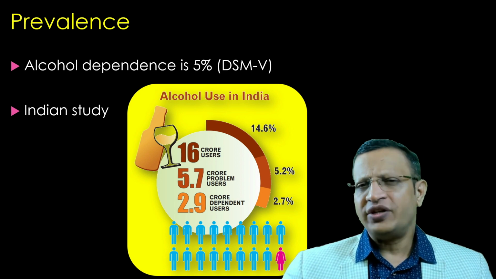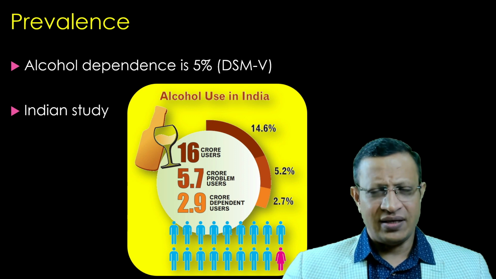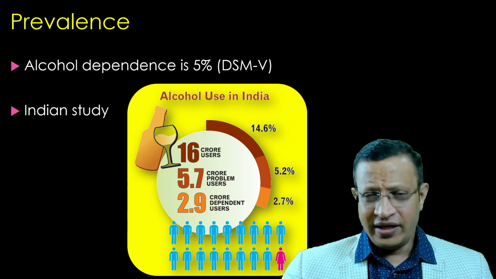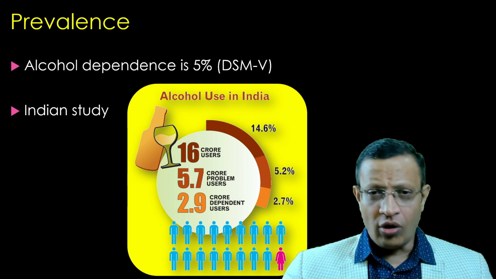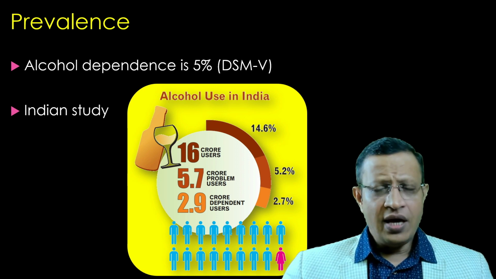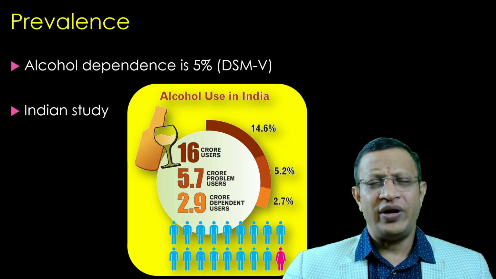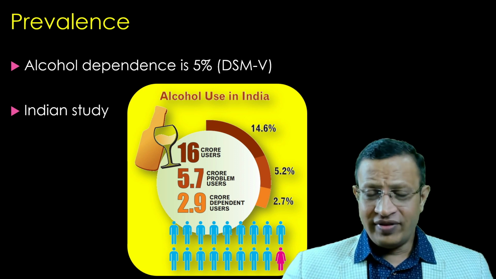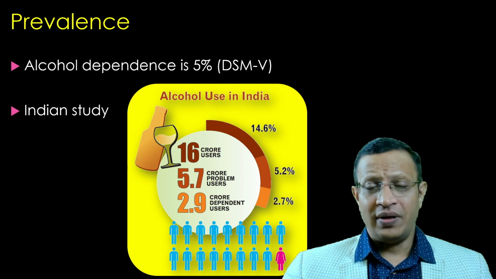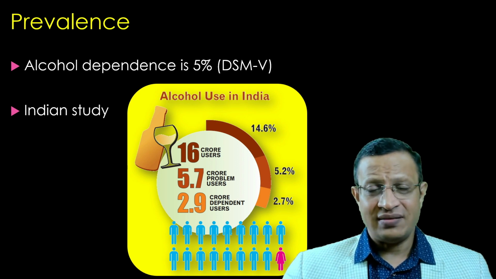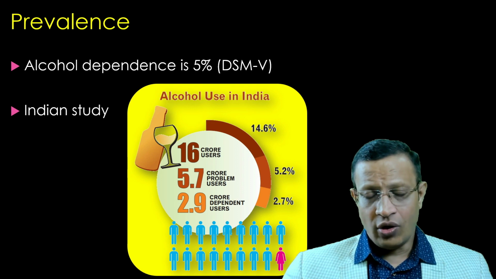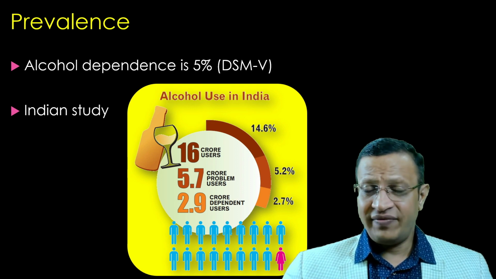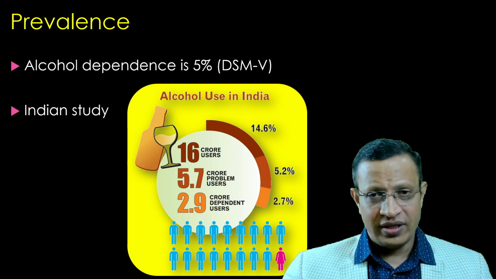Although the word addiction can be considered stigmatizing, for the purpose of understanding, addiction means the person who is dependent on alcohol. Here, it's not just the 2.9 crore individuals who are suffering. Along with them, 2.9 crore families are suffering because of alcohol use. And there are also above 5.7 crore problematic alcohol users.